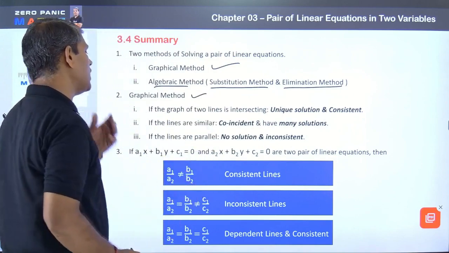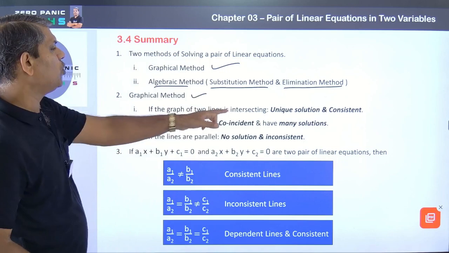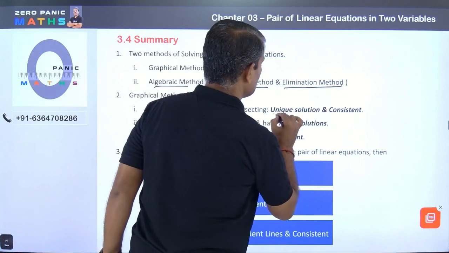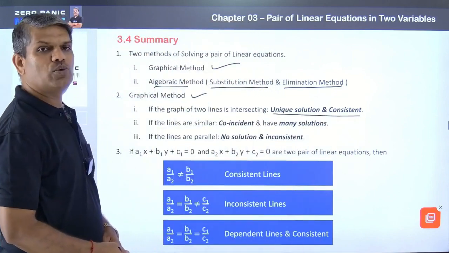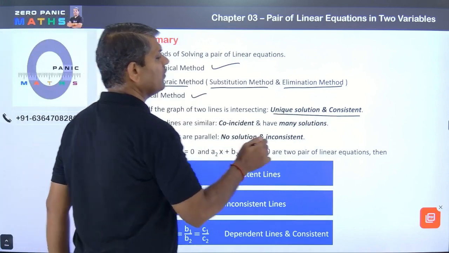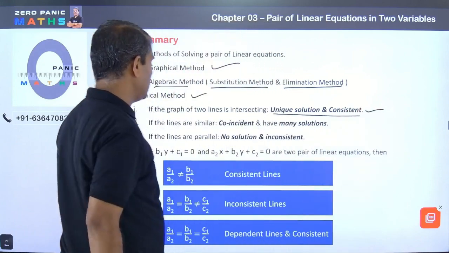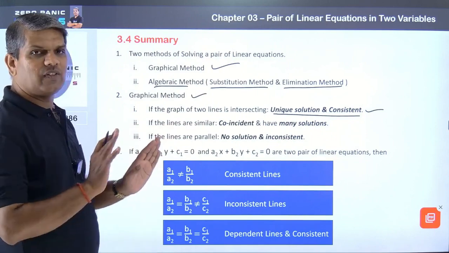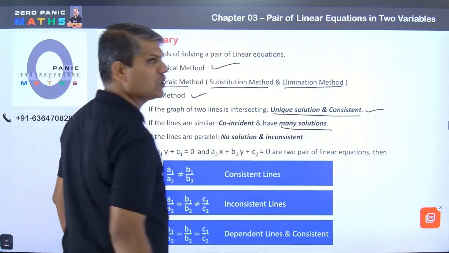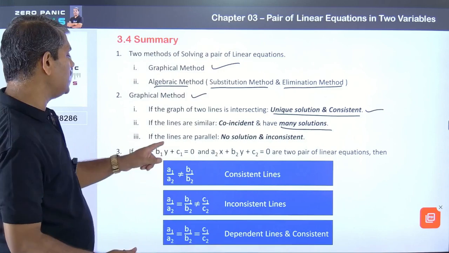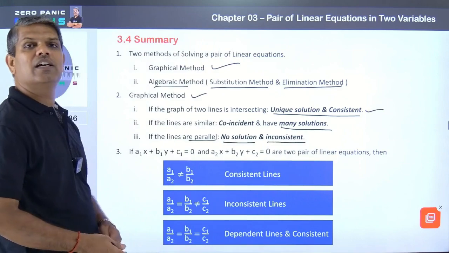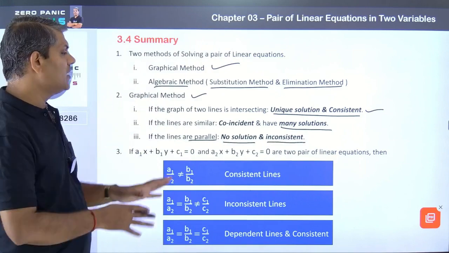In the graphical method, what we studied is, if the graphs of two lines are intersecting, we have seen so many problems on that, there is a unique solution, and the crossing point is the solution of that pair of linear equations, and that is consistent. And if the lines are similar, we call them coincident, and they have many solutions. And if the lines are not crossing each other at all and are parallel, they will not have any solution, and it is inconsistent. That is what we have studied in this chapter.